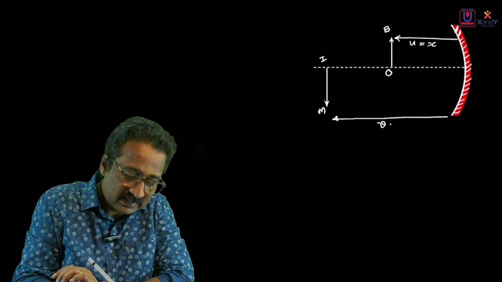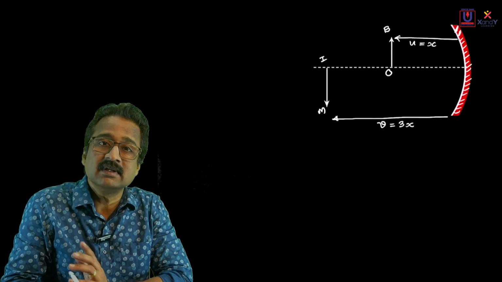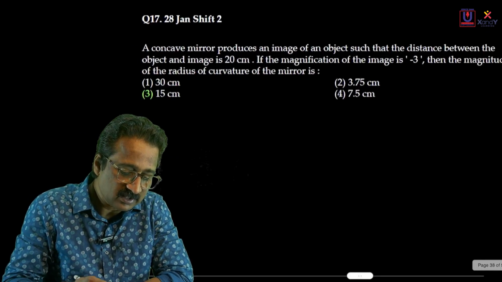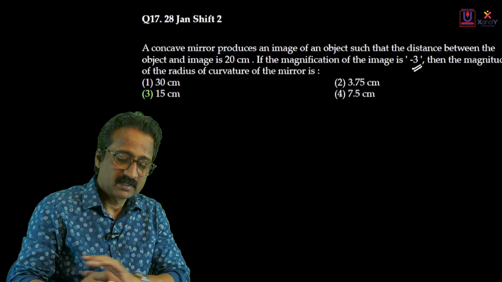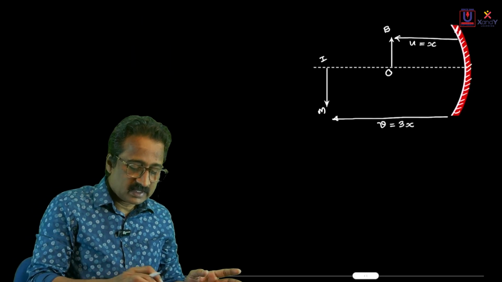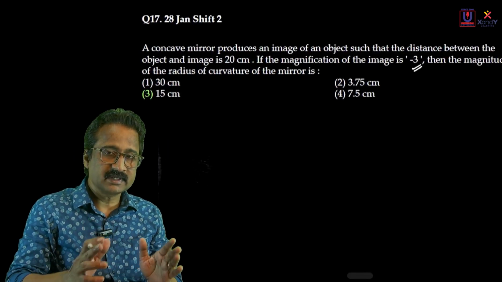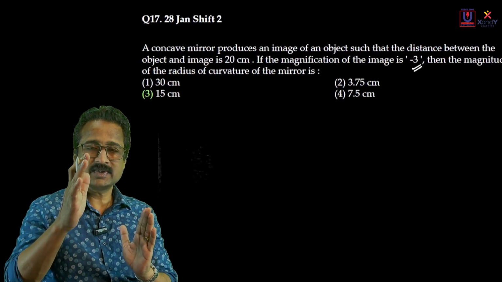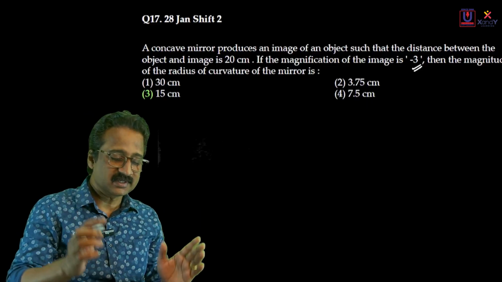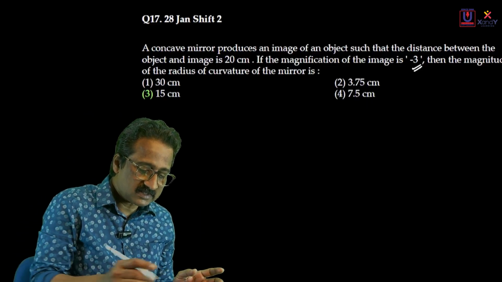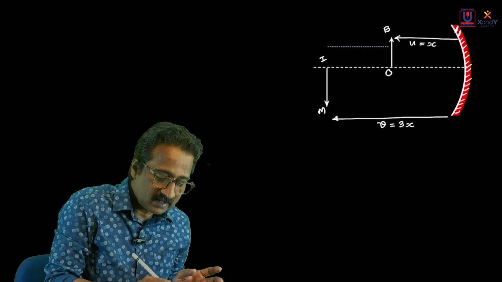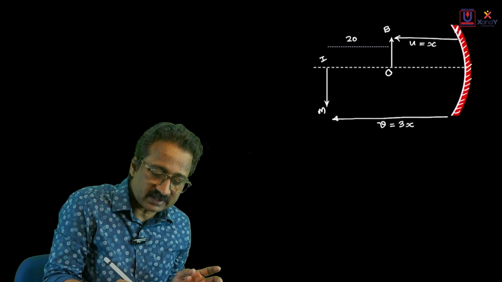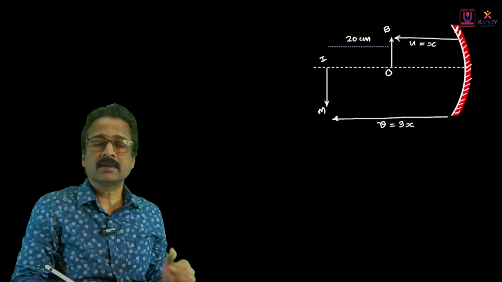So if you take u as x, it's clear that the value for v is 3x, because the image is 3 times magnified. They clearly say that linear magnification is -3. Okay, so that's a hint we have. Now the second hint, direct hint given in the question is that the distance between image and the object is 20 centimeter. That gives us a value for at least x now. So this gap, for example, this one, that is given to be exactly 20 centimeter.